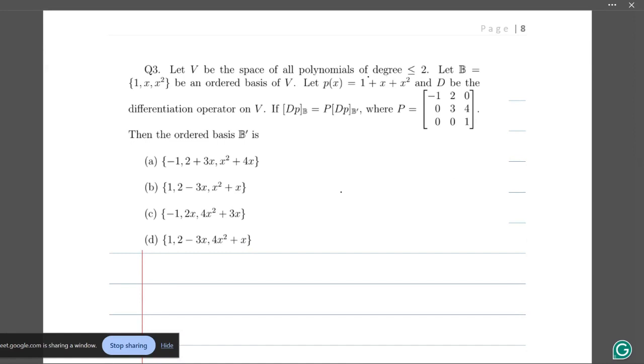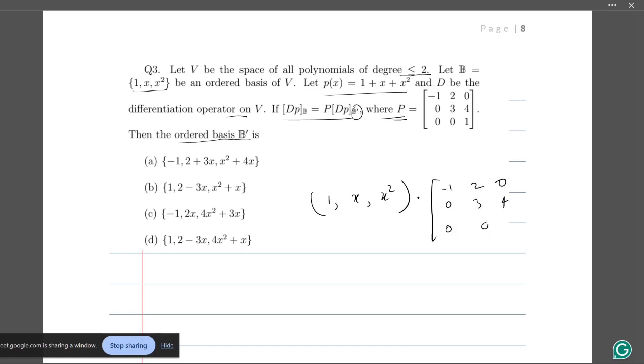P2 is the space of all polynomials of degree less than or equal to 2. P is the ordered basis, and D is the differentiation operator. If P is given, how do we get the new ordered basis? If you remember, it was discussed in the second lecture. The new ordered basis would be 1, x, x square multiplied with this matrix, whatever P is: minus 1, 2, 0, 0, 3, 4, 0, 0, 1.